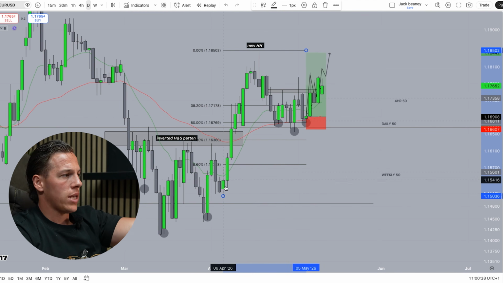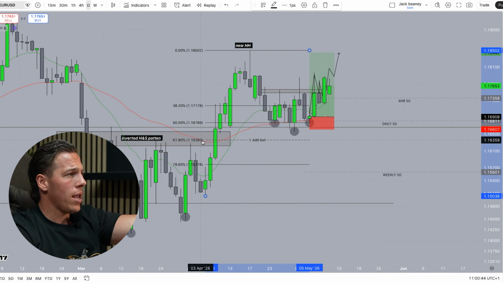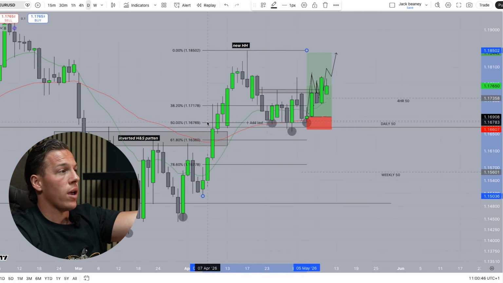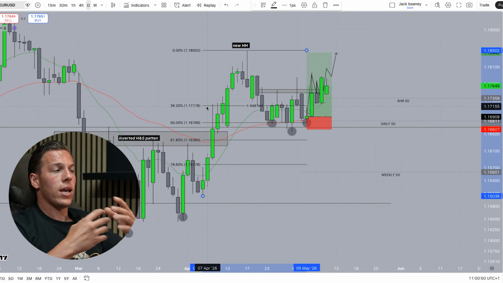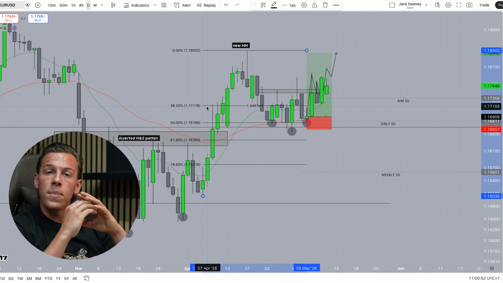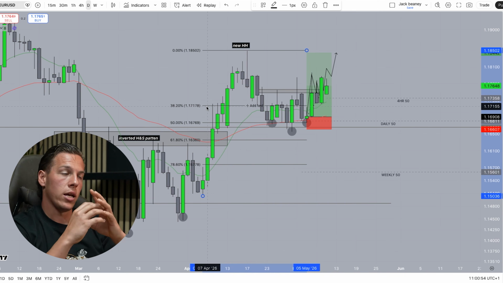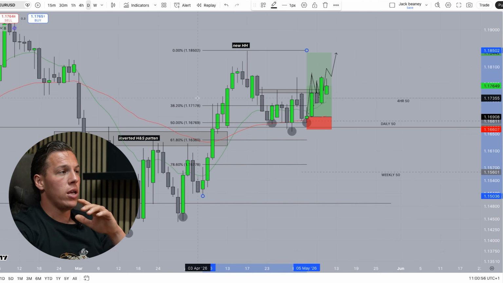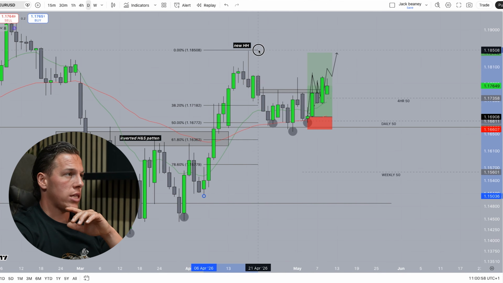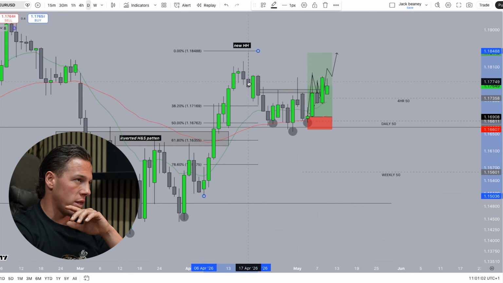So 100% would be where we started. That is 78%. This here is 61.8%, 50% of the initial run, and then we've got 38.2. So 38.2% is the minimum we will take on a trade. So if it hasn't pulled back, if for example we use this candle here, which is an engulfing candle over this, we wouldn't be able to use this because it didn't pull back to the 38.2 fib at a minimum.